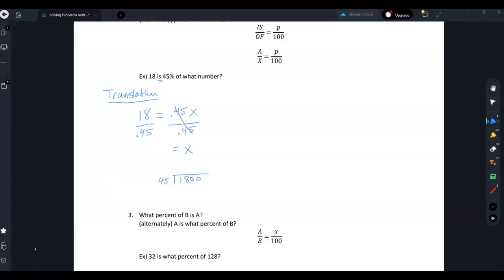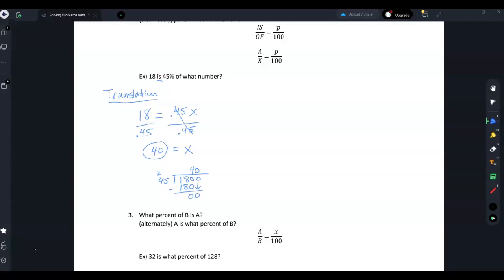So 45 will go into 180. I happen to know this goes in 4 times, but if you don't happen to know that, you just guess at it until you find it. 4 times 5 is 20. 4 times 4 is 16 plus 2 is 18. So that actually goes in evenly, which is nice. But there is this extra 0 here to bring down. And 45, of course, won't go into 0, but you need to put that extra 0 as a placeholder. So we end up getting 40 here.